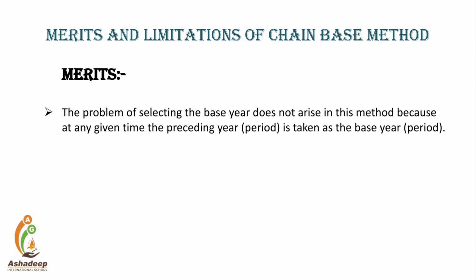In the fixed base method, we have to find whether the year is normal or abnormal. But in this method, we take the preceding year as the base year. Whichever preceding year, we take it as the base year. In that case, we do not have to think whether the base year is normal or abnormal. That is the reason this method is comparatively a little simpler than the fixed base method.